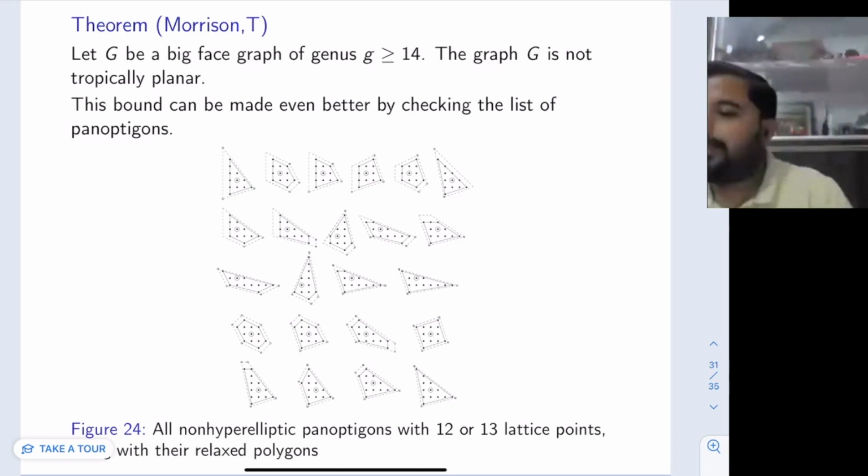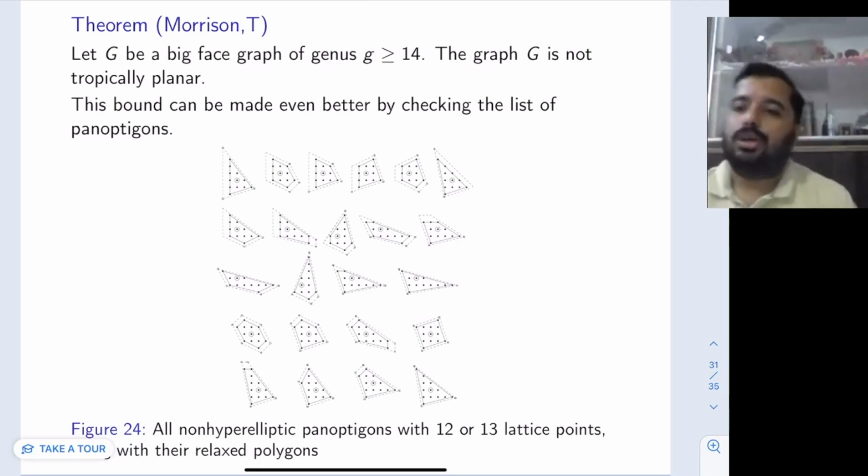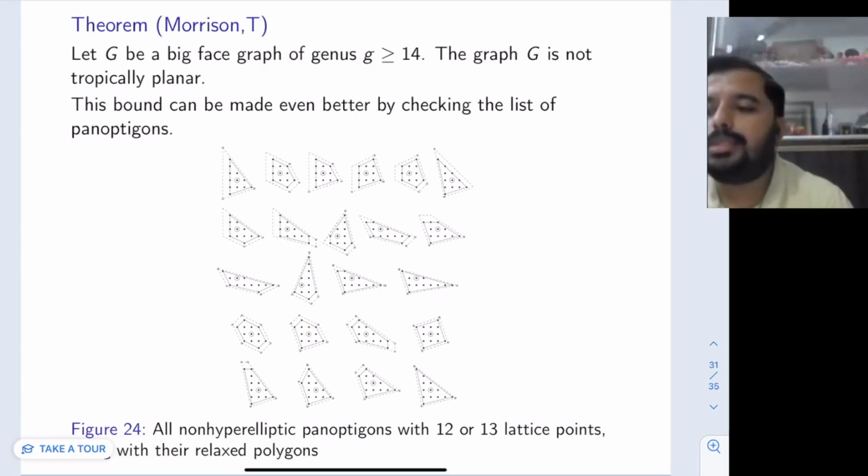So this picture shows that we considered all non-hyperelliptic panoptigons that we had, which had exactly 12 or 13 lattice points. And as I mentioned, this is the interior convex hull, so we can move out, and moving out would give us that maximal polygon. It turns out all of them move out to maximal polygons which are not lattice polygons. So in turn, this bound is exactly strict.